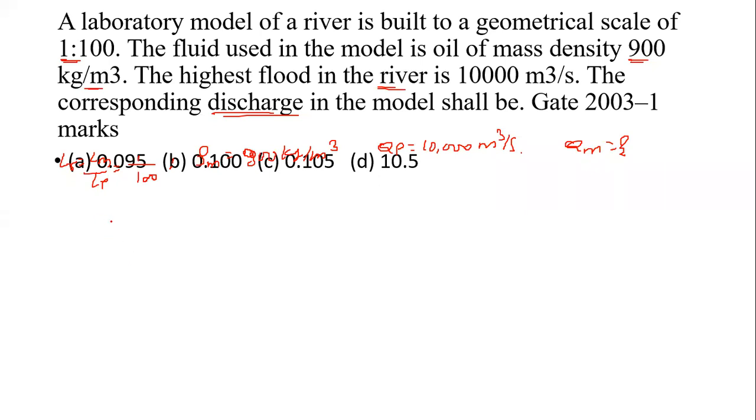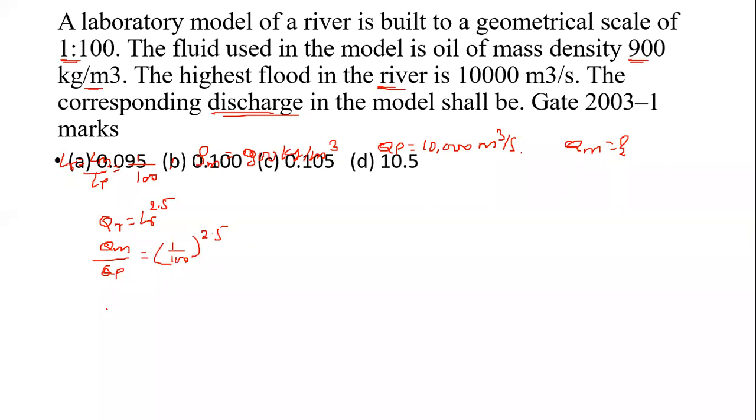I would like to go for the solution and then we'll stop here. It will be designed by Froude's law. As per Froude's law, the discharge scale ratio is related to the length scale ratio. So QR is equal to LR raised to 2.5. That is QM by QP is equal to the length scale ratio, given to us as 1:100, raised to 2.5. Put in the value of the given discharge.